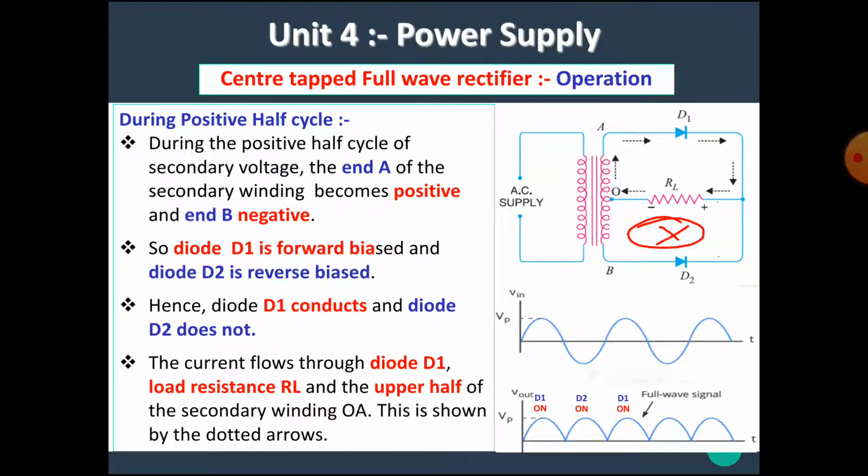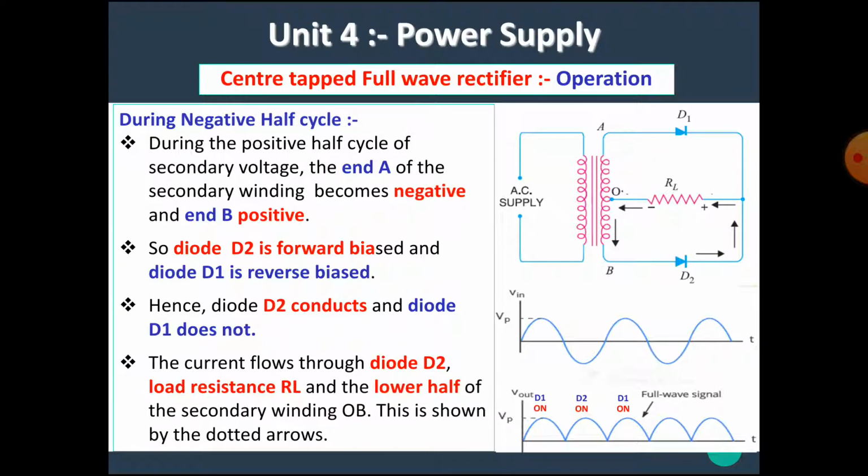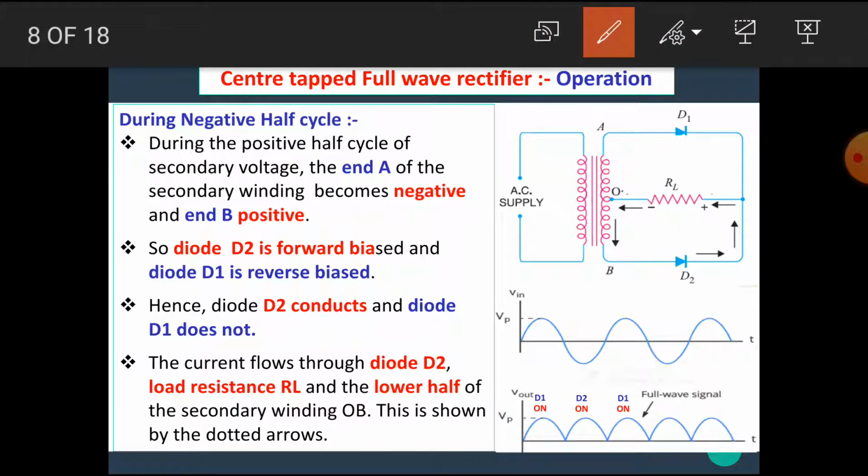Now let's see the next mode, during the negative half cycle. During the negative half cycle of the secondary voltage, the end A of the secondary winding becomes negative and end B is positive. Here is one correction: it should be the negative half cycle here. We will see the operation in the negative half cycle.